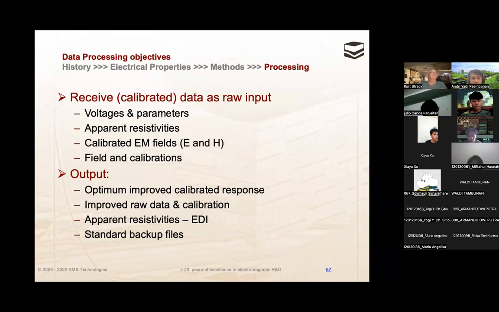So what do we do? We receive calibrated data as raw input to our data processing. We receive voltages and parameters from the measurements, and we calculate apparent resistivities. We make sure our fields are correctly calibrated, and we then try to establish an image. Now, the output of our data processing are optimum improved calibrated responses and improved data calibration, and the data files are delivered in electrical data interchange format, EDI format from the SEG, as apparent resistivities, and of course, we provide backup files.